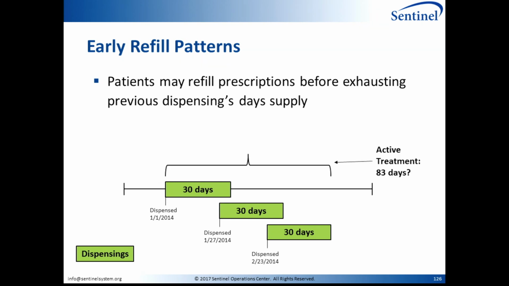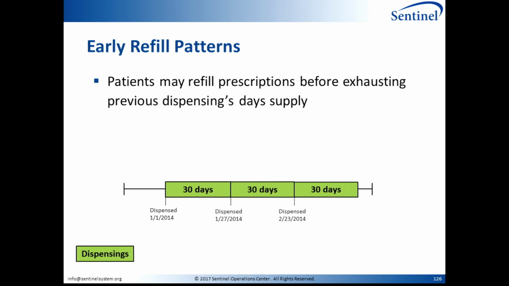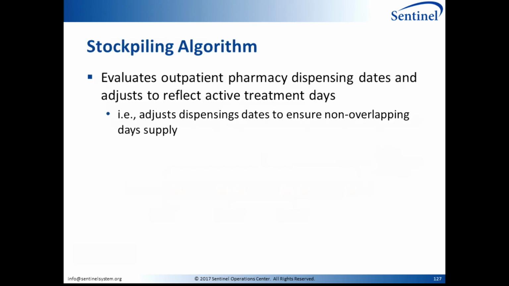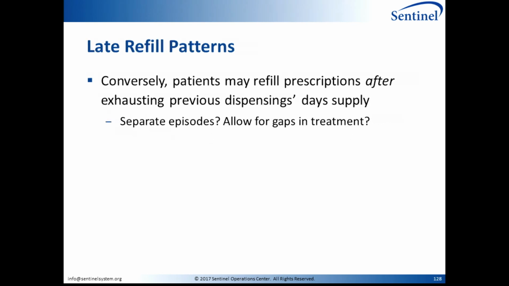And so I could call that 83 days of treatment. I could shorten it. Or I could basically string these together and call it 90 days. And that's what we end up doing. We do what we call stockpiling, which is that we line all the prescriptions up and we assume that people take those prescriptions, and because they're refilling on time or early, that they're actually utilizing them as intended and they're just ahead of the game. So the stockpiling algorithm adjusts all of those dates together to create a treatment episode to ensure that we have non-overlapping days in supply. And there are a number of specific technical options for that I'm not going to really get into here.